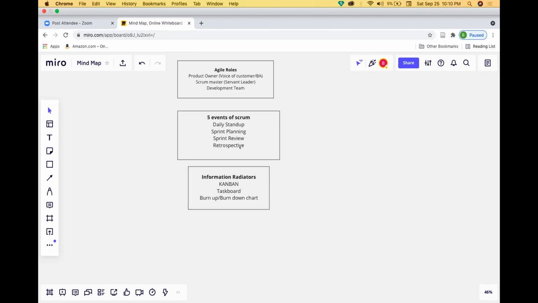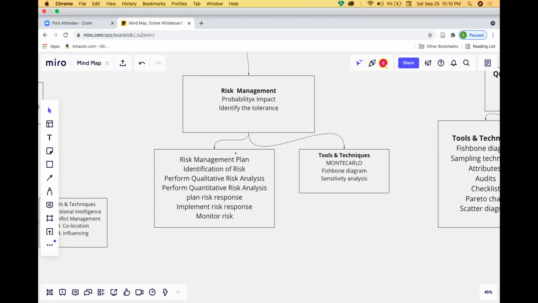Risk management: here, the risk is nothing but the probability times the impact. So here we have a set of approaches to handle risk management. First is the risk management plan, a comprehensive document which talks about how risk can be handled in a project. Then the second important step is identifying the risks in the project. The team will be involved in identifying and prioritizing the risks.